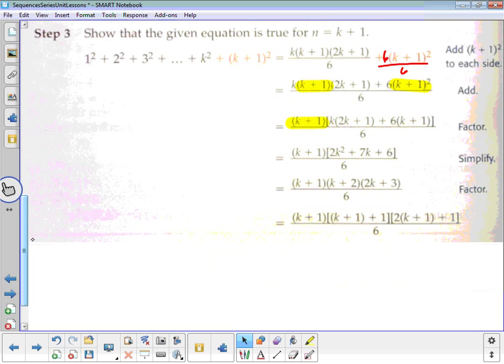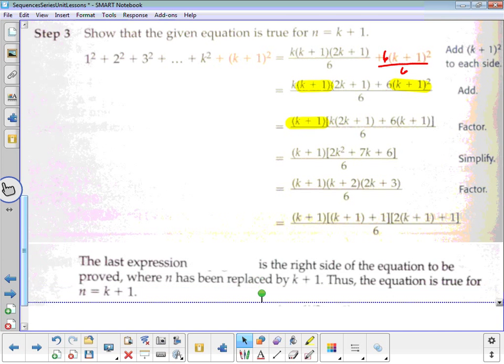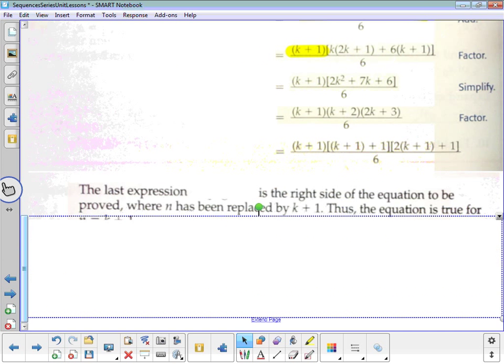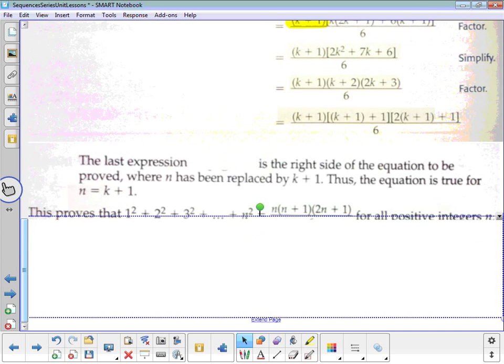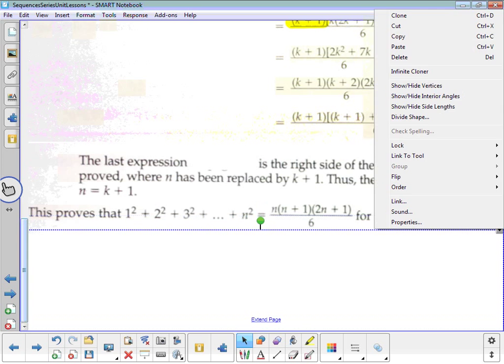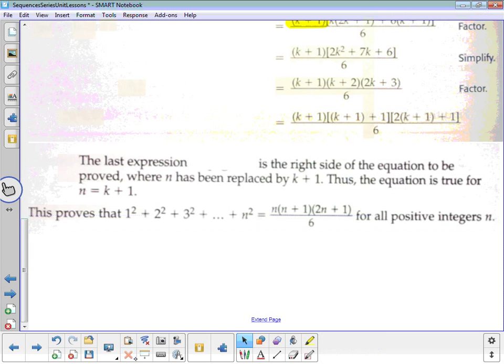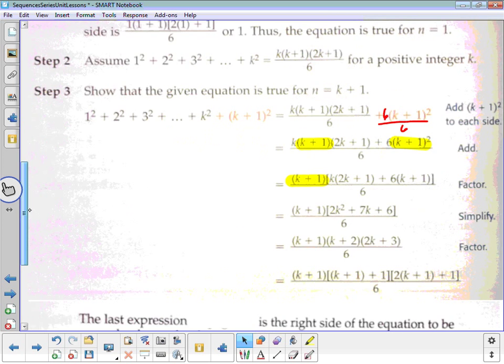So here's what I say to finish this thing off. I say, okay, so my last expression is the right side of the equation to be proved, where n has been replaced by k plus 1. Thus, the equation is true for when n is equal to k plus 1. So I finish off the statement by saying, this proves that 1 squared plus 2 squared plus 3 squared plus n squared equals n times n plus 1 plus 2 times 2n plus 1 all over 6 for all positive integers n.